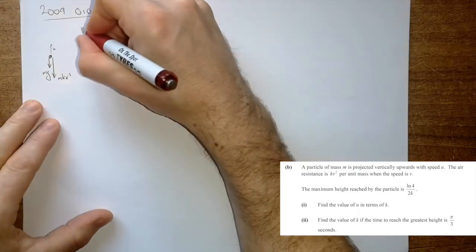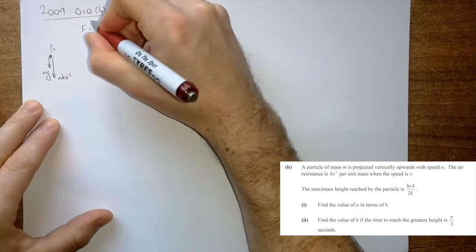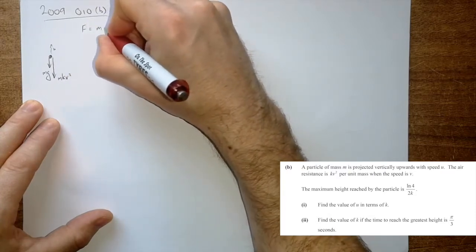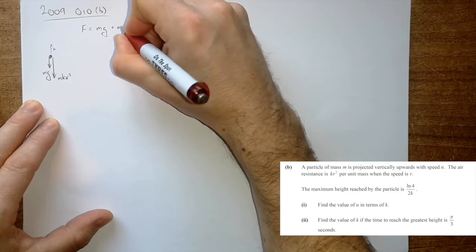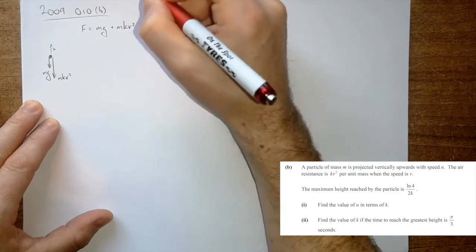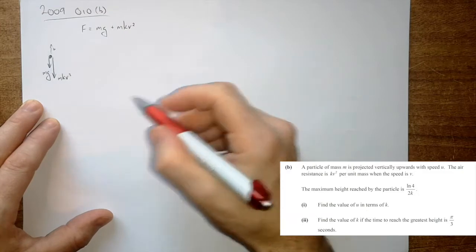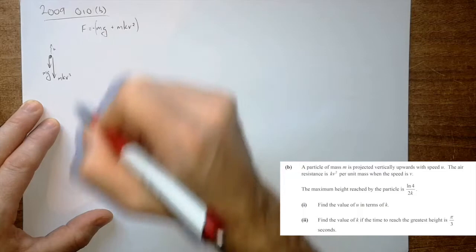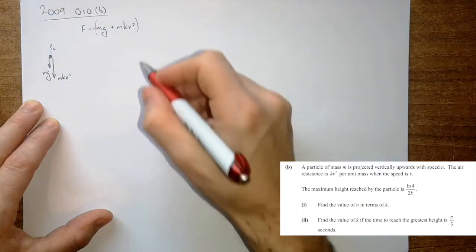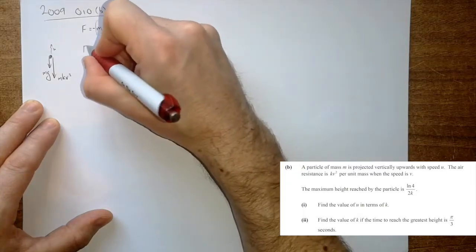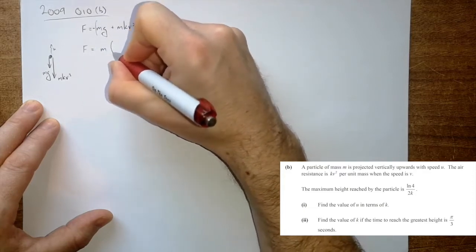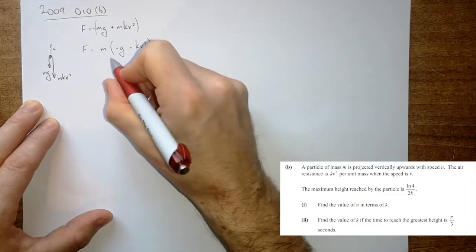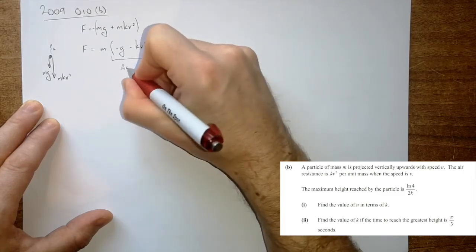So what we know, if we go F equals ma, the two forces downwards are mg plus mkv squared. We have to be a little bit careful with our units, because if u is positive, then both of these are going down, so they're negative. If we break that out, F equals m times minus g minus kv squared. This section here is acceleration.